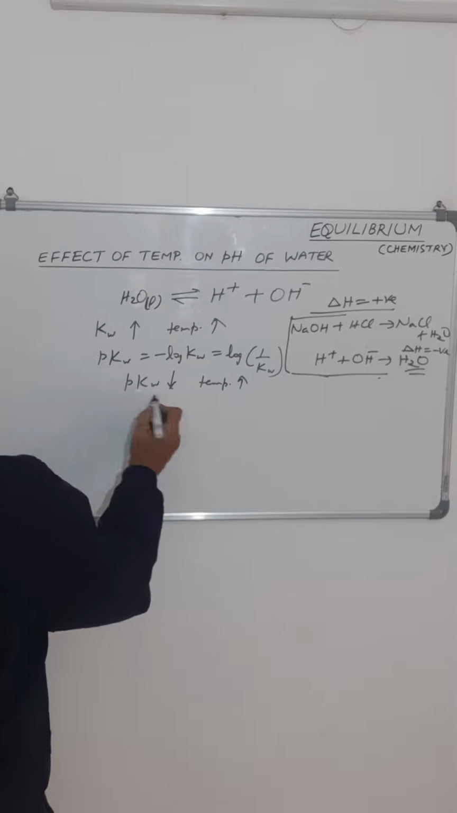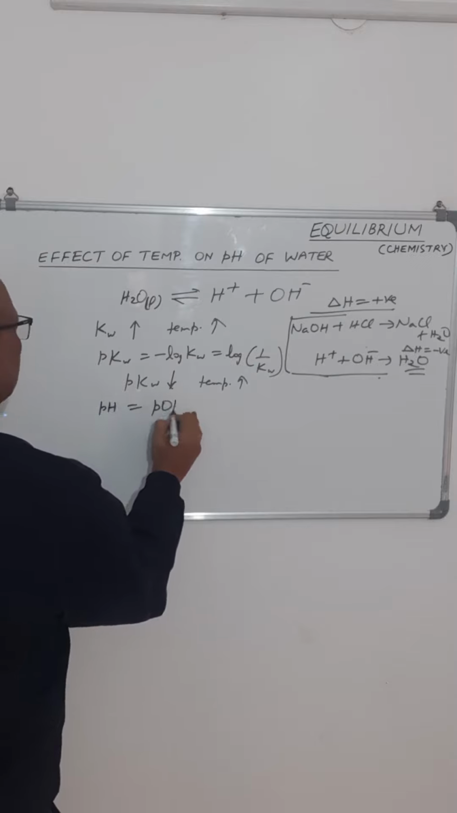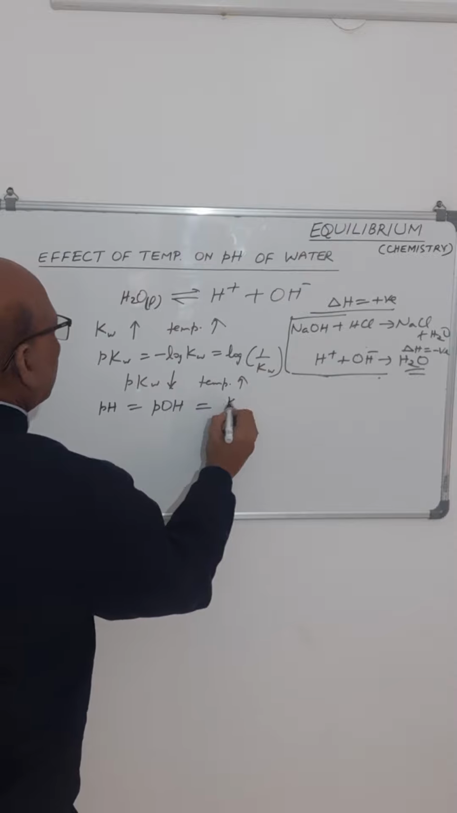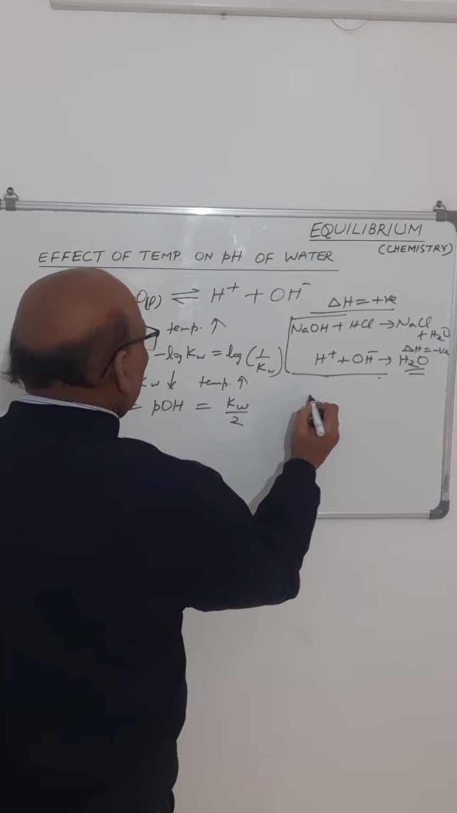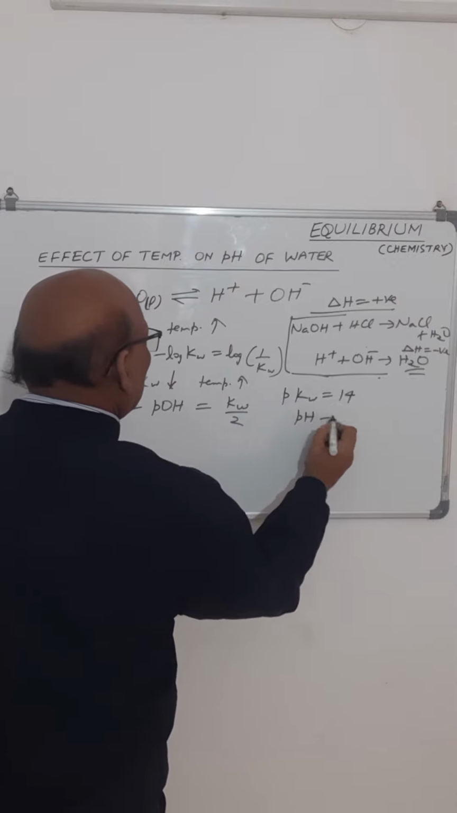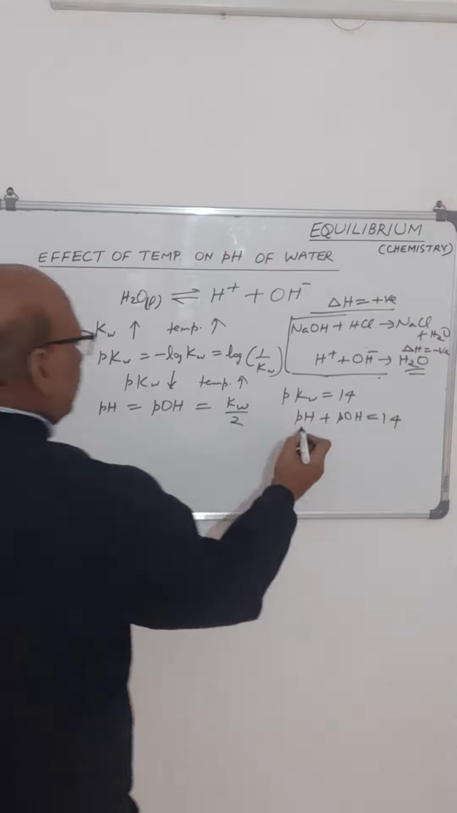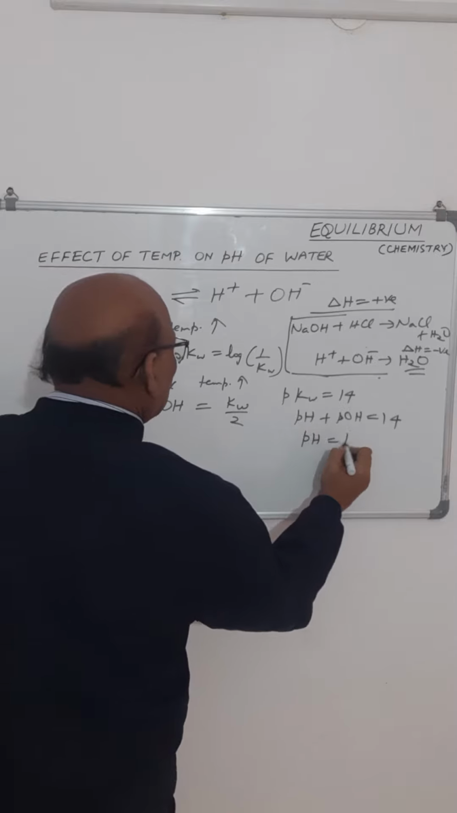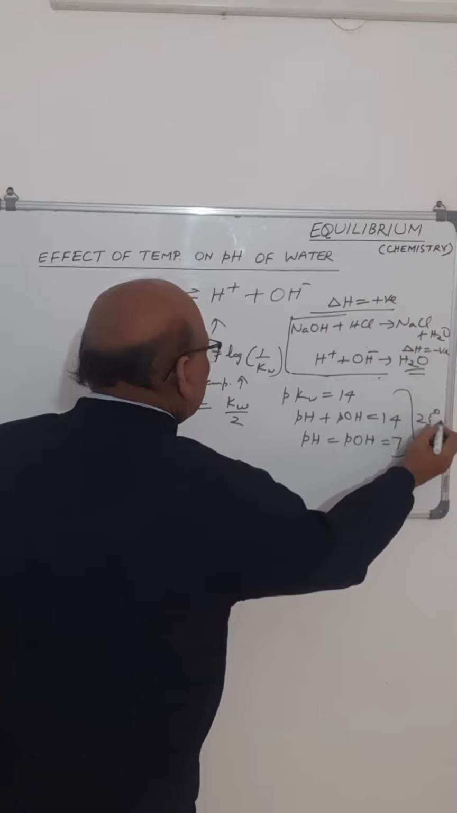Okay, now for neutral water, we say that pH is equal to pOH is equal to pKw by 2, because normally pKw is equal to 14. So we say that pH plus pOH is equal to 14 for any solution. And in case of neutral water, pH is equal to pOH is equal to 7. This is at 25 degrees Celsius.